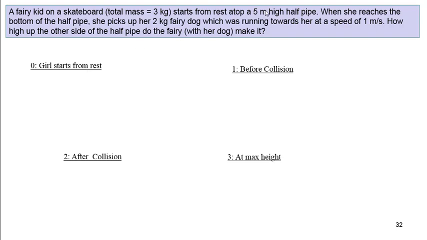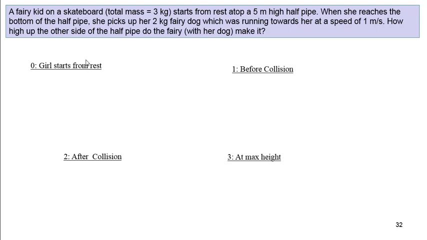She starts from rest at this high position. Then she is going to go down the half pipe. At the very bottom, we're going to have an event right before the collision when she picks up her dog, and then an event right after the collision, after she's picked up her dog. That's a perfectly inelastic collision because they're going to move together with the same speed after the collision. Then they're going to ride up the half pipe, and I want to know what's their new maximum height. So those are my events.